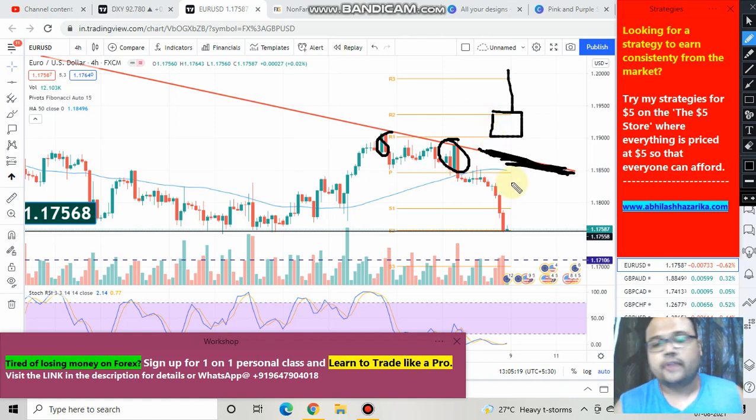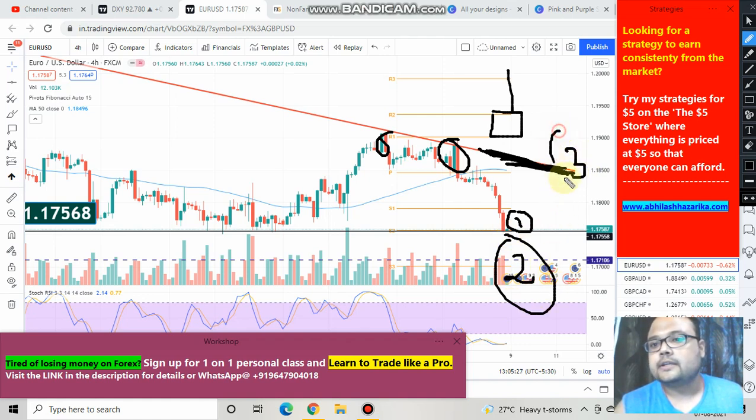So these are the three trading opportunities for you on the chart of Euro USD. This is the first, this is the second, and this is the third. Clear? So this is it.